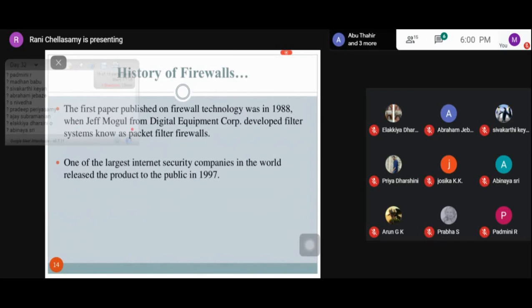One of the largest internet security companies in the world released its firewall products to the public in 1997.